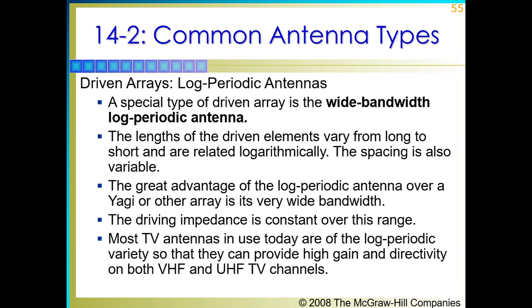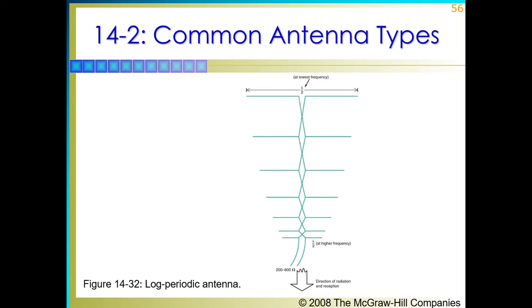A log periodic antenna, or LP, also known as a log periodic array or log periodic aerial, is a multi-element directional antenna designed to operate over a wide band of frequencies. It was invented by Dwight Isbell and Raymond DuHamel at the University of Illinois in 1958. This figure shows a log periodic antenna. The lengths of the driven elements vary from long to short and are related logarithmically. The spacing is also variable.